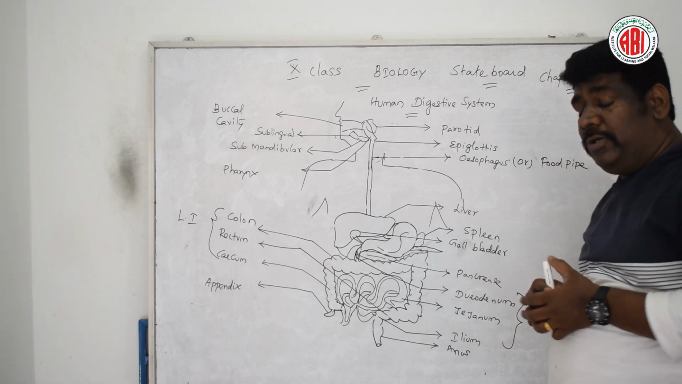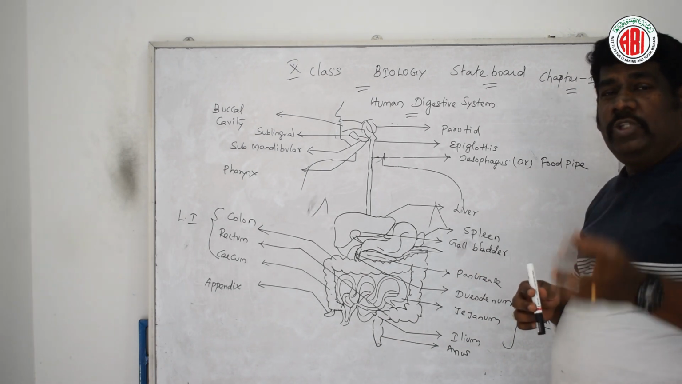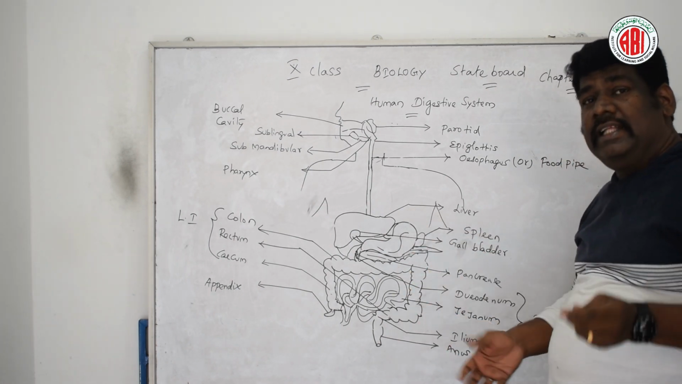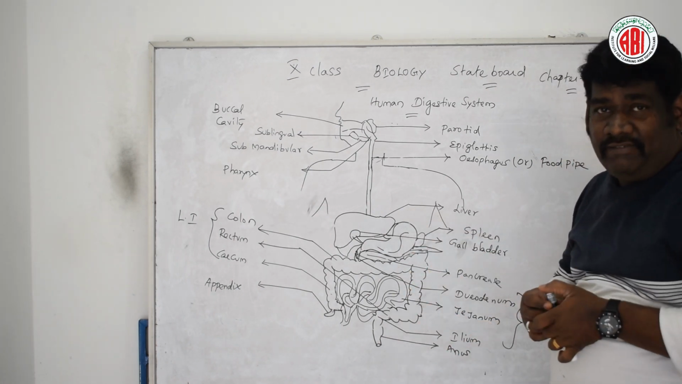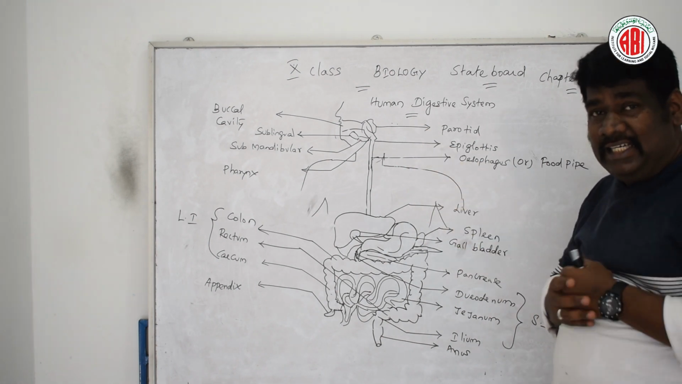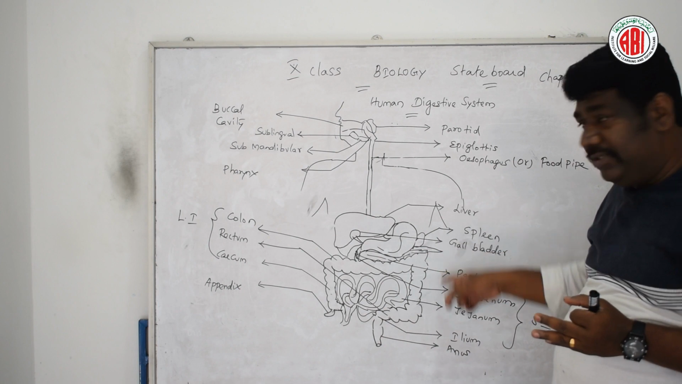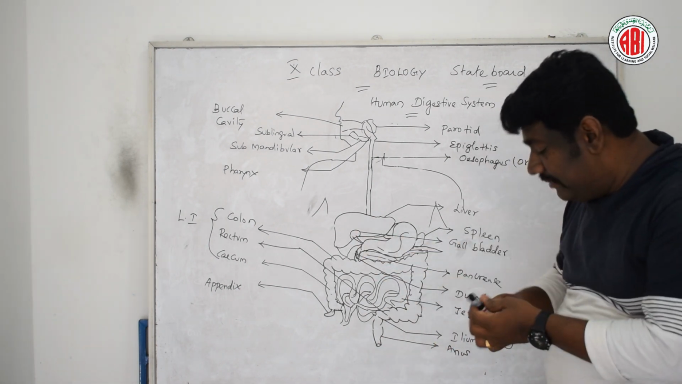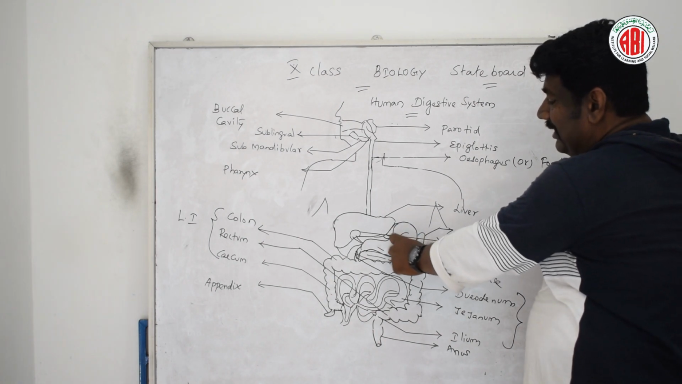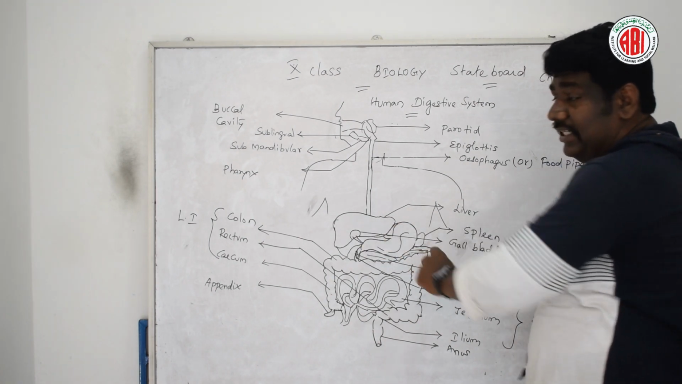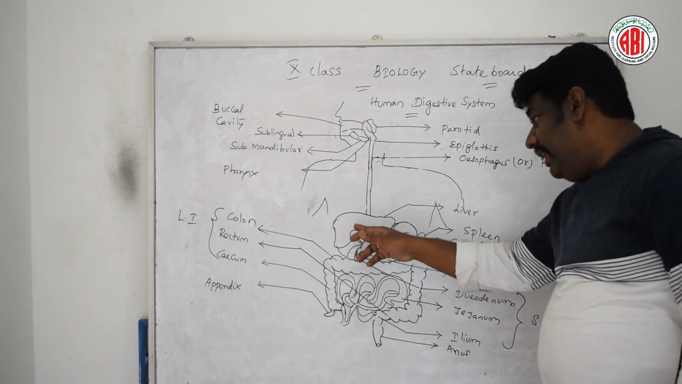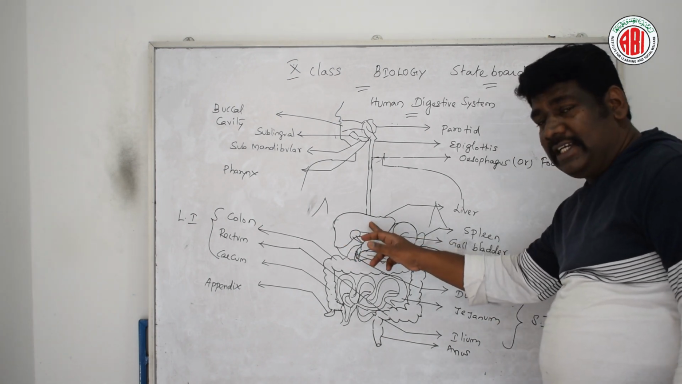Now we have to notice the most important accessory organs other than the small intestine and stomach. There are some accessory organs involved in the human digestive system, and we are going to discuss three of them here. Beside the stomach, on the right side and left side, two important accessory organs are there. Here you can see the liver. This structure is called the liver.